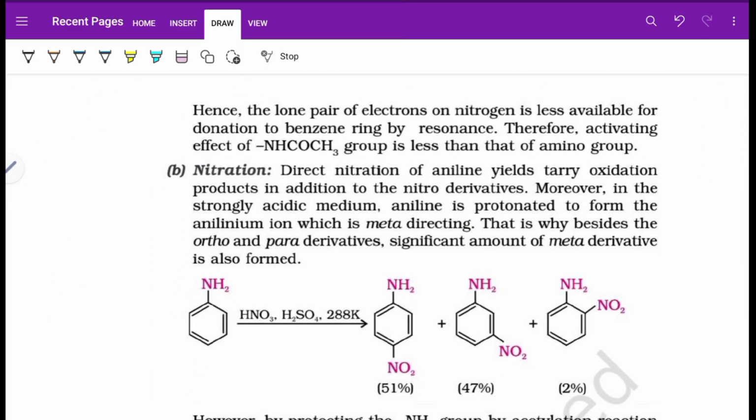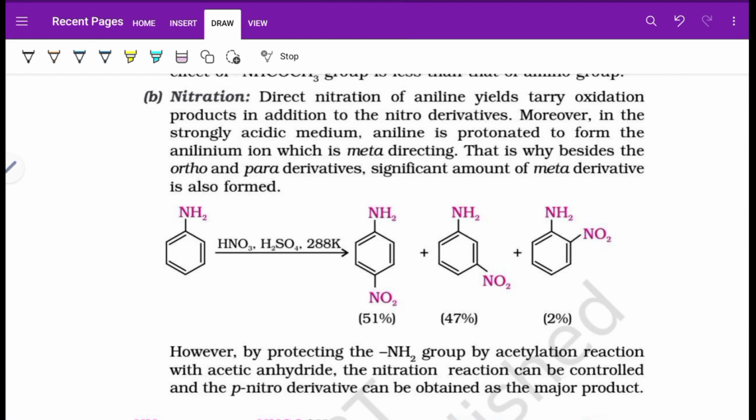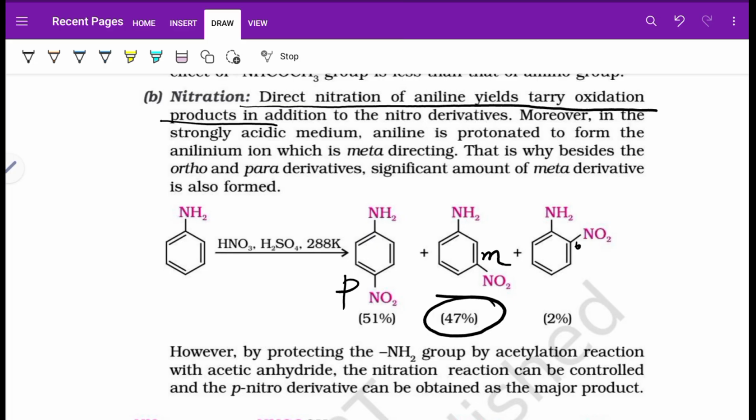So if we carry out nitration, the direct nitration of aniline actually gives tri-products, that is, in addition to the ortho and the para, this is the ortho, this is the para, you get a considerable amount of the meta product. See, the amount of the meta product is even greater than the ortho product. The yield is greater, it's considerable.